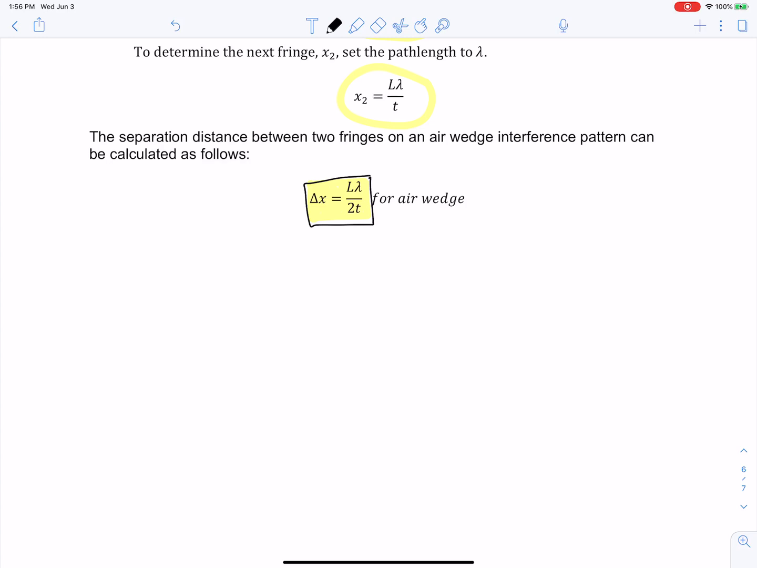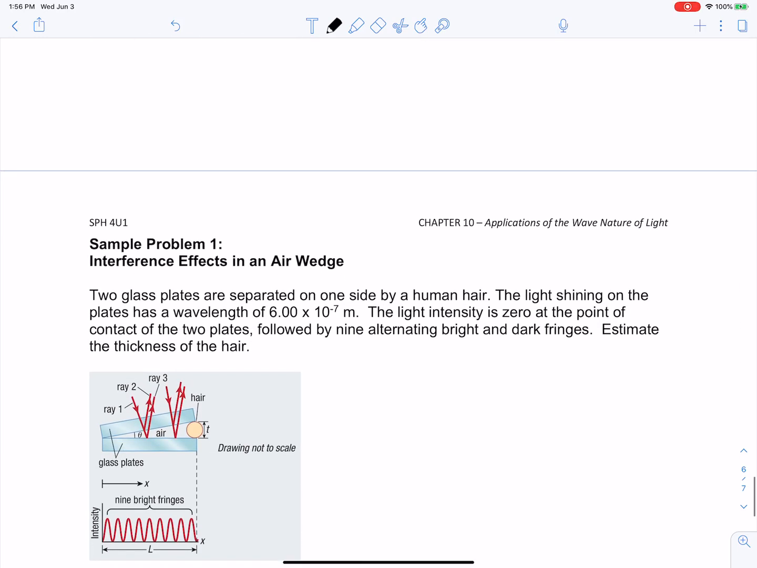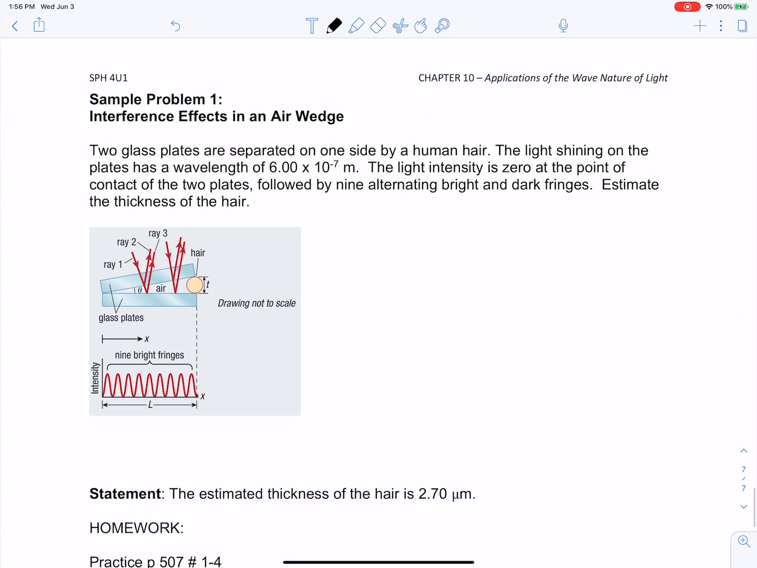And we can do an example that shows the practical application of it. Sample problem number 1, interference effects in an air wedge. 2 glass plates are separated on one side by human hair. We have this human hair right here. And it's causing this air wedge between the 2 plates of glass.